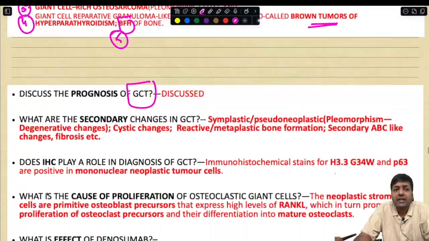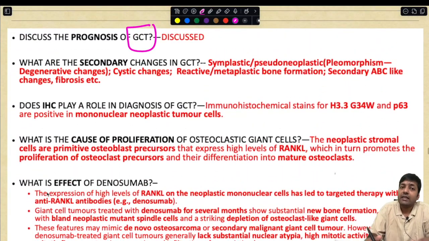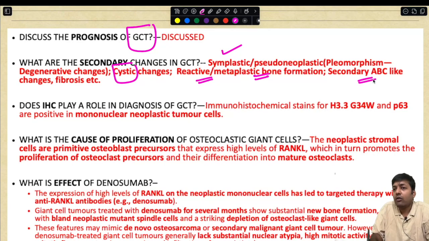What are the secondary changes that you can see in a giant cell tumor? You can see symplastic or pseudoneoplastic changes, which is nothing but pleomorphism. But this pleomorphism should not be mistaken as a feature of malignancy. So these are degenerative changes. Second, you can see cystic changes. You can see reactive or metaplastic bone formation, or you can also see secondary ABC or aneurysmal bone cyst-like changes, as well as fibrosis.